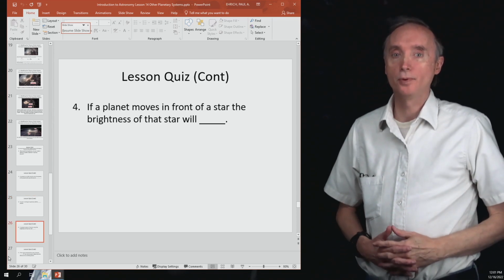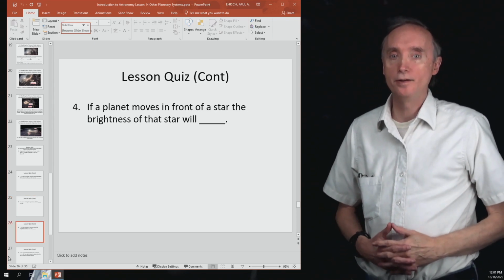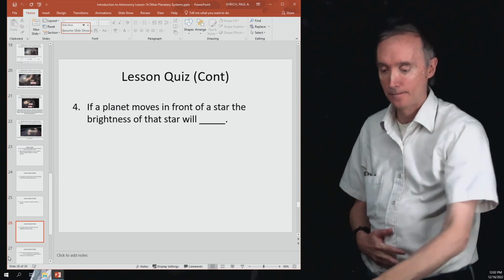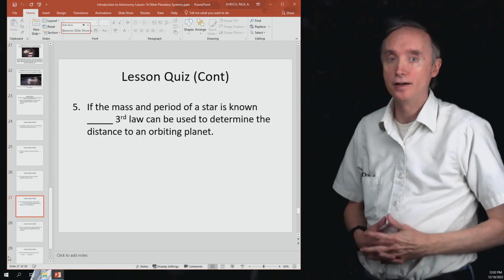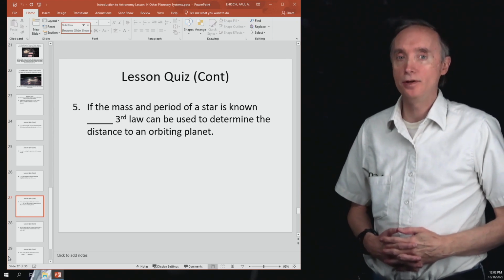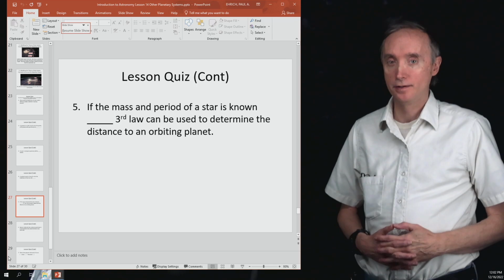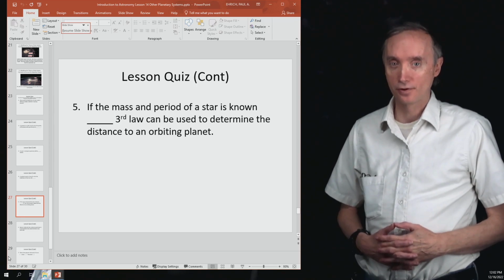Number 4, if a planet moves in front of a star, the brightness of that star will do what? It's going to get dimmer. Number 5, if the mass and the period of a star is known, what third law can be used to determine the distance to an orbiting planet? Kepler's third law.